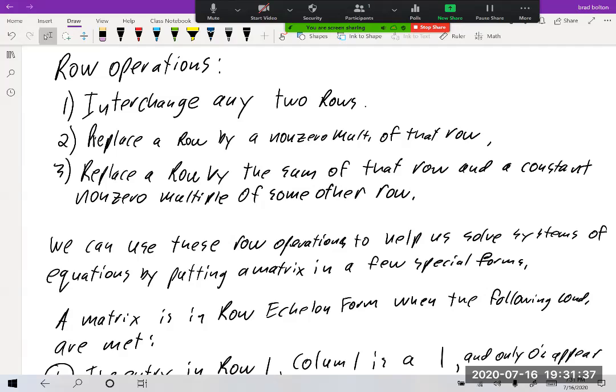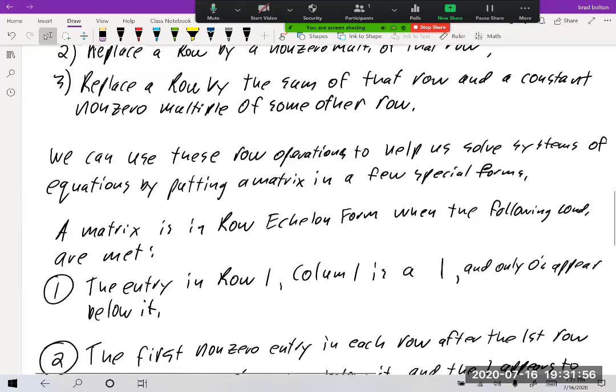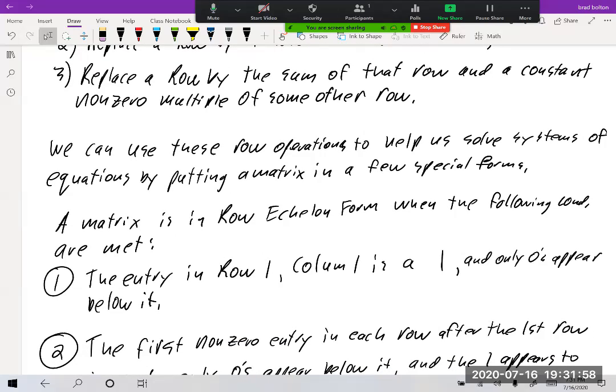Then you're also allowed to replace a row by the sum of the row you're replacing and a multiple of another row. So you can take the row you want to replace and add it to another row that you multiply by a number. Then you get a new row, and that new row is your replacement row. So we can use these row operations to help us solve systems of equations by putting a matrix in a few special forms. One of the forms, I prefer reduced row echelon form, but we've got to start somewhere.